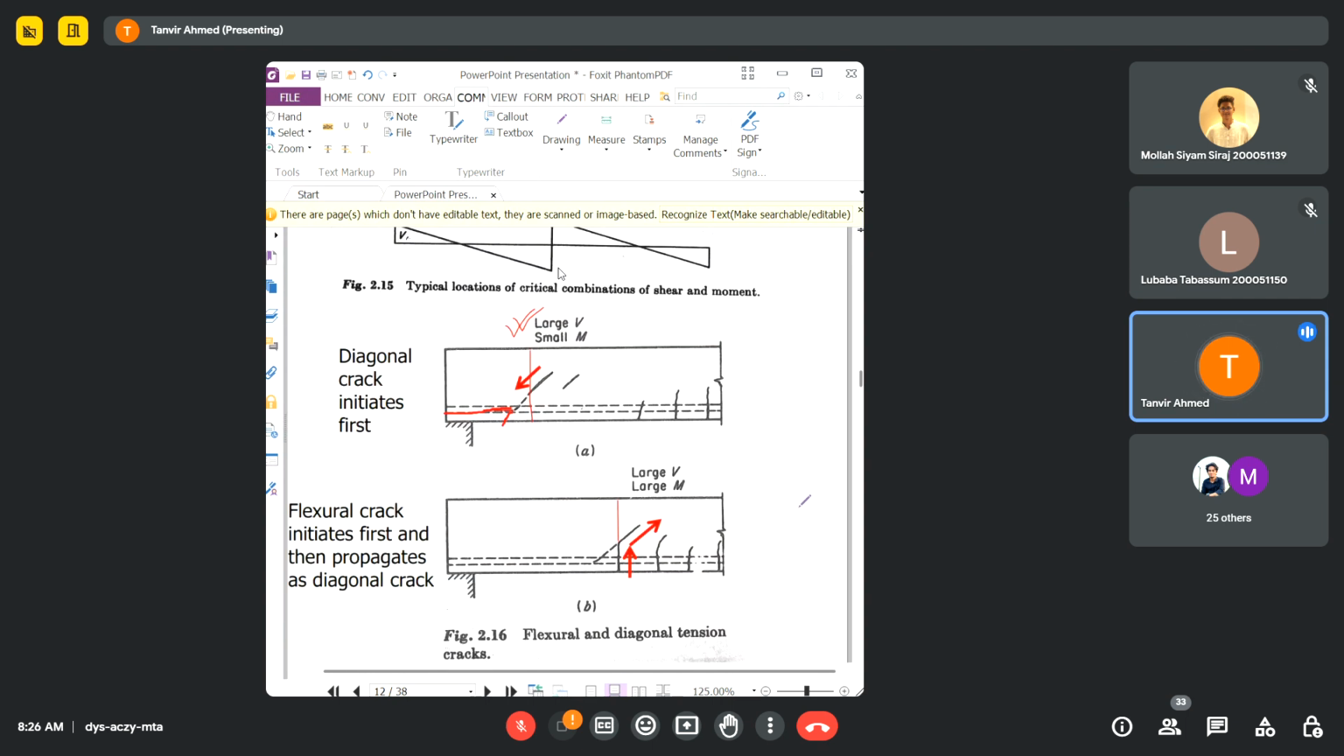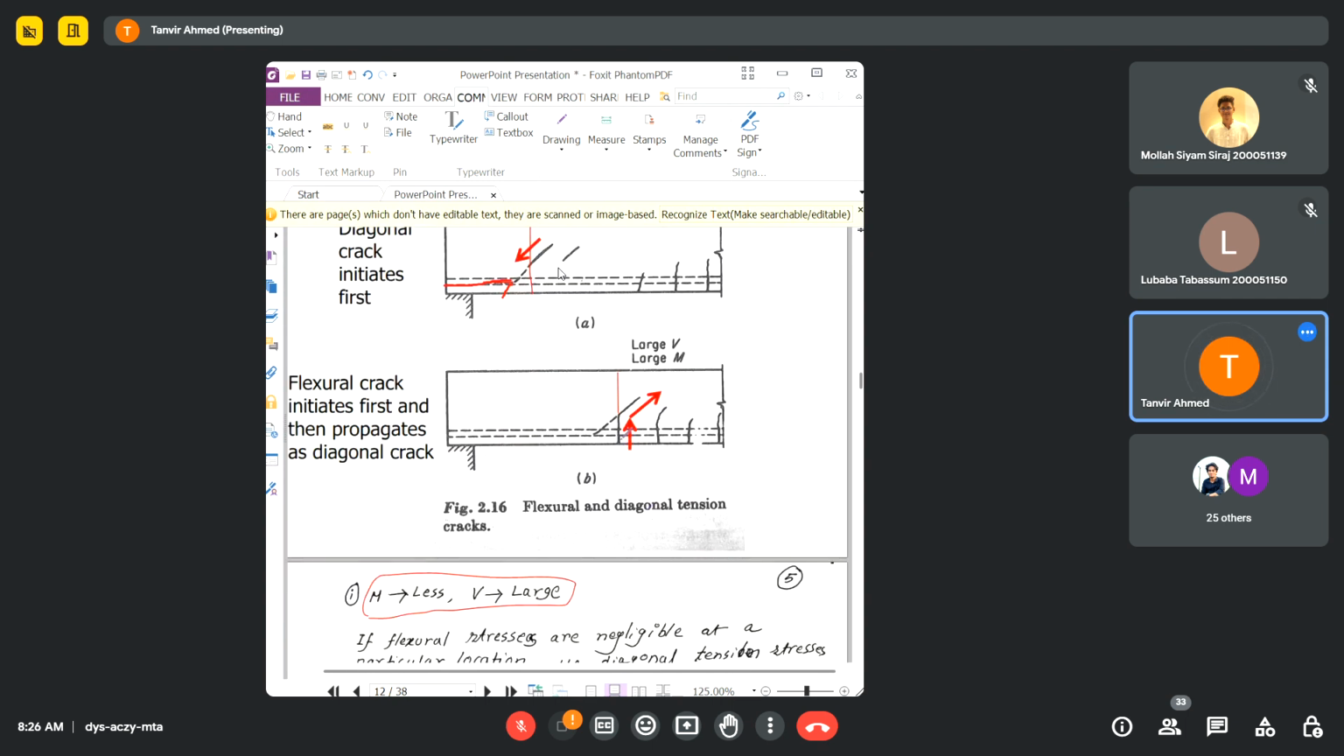Okay, in that case, the initial propagation of the crack will be due to the flexure. So the flexure crack will develop first, and then the web crack or the diagonal crack will also develop near the neutral axis. And these two cracks, this vertical one and the web crack formed near the neutral axis, they will march together. At a certain point, they will march together.